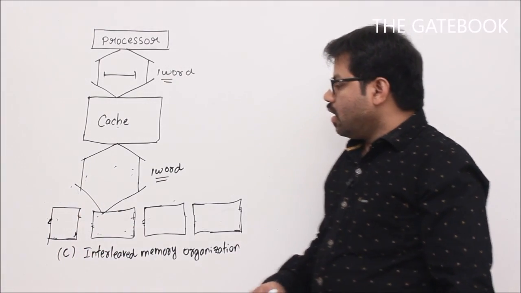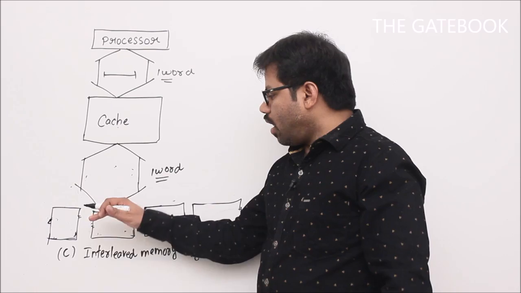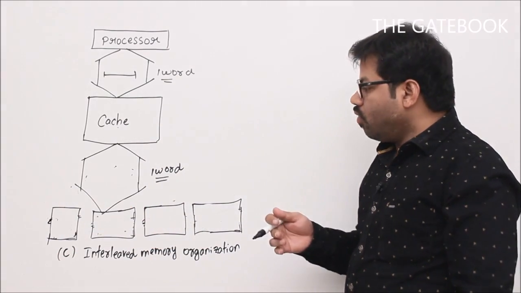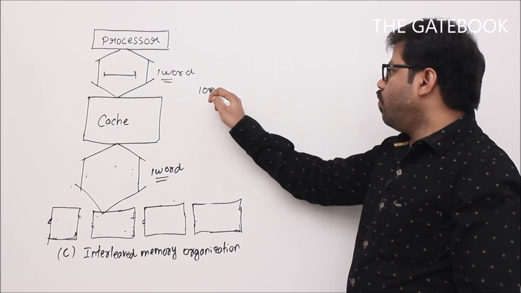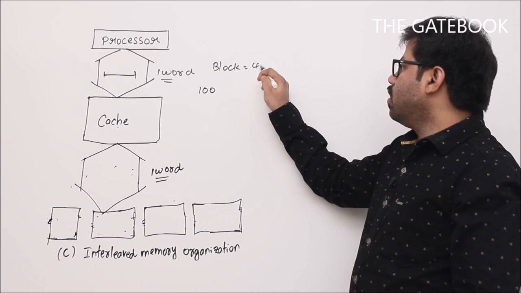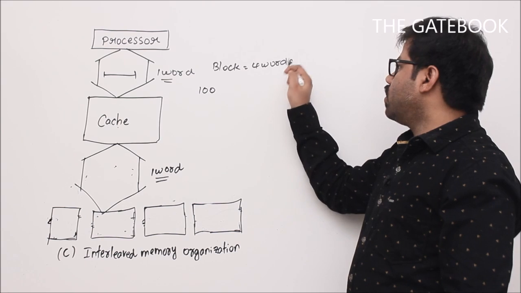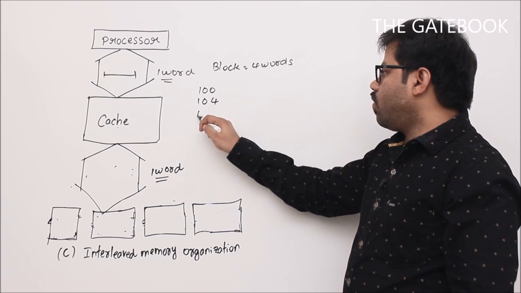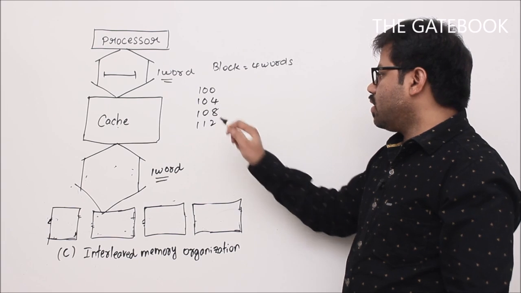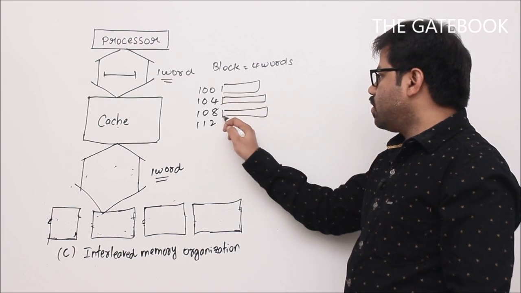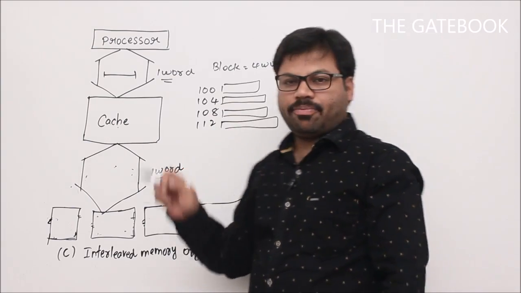Now we will see how to transfer the block from this memory to cache, so that we can see the delay. For example, let's say the block size is 4 words, and those 4 words are obviously consecutive, right? 100 memory address, 104, 108, 112 are the memory addresses of those words. Understand? So these words I would like to fetch from the memory.